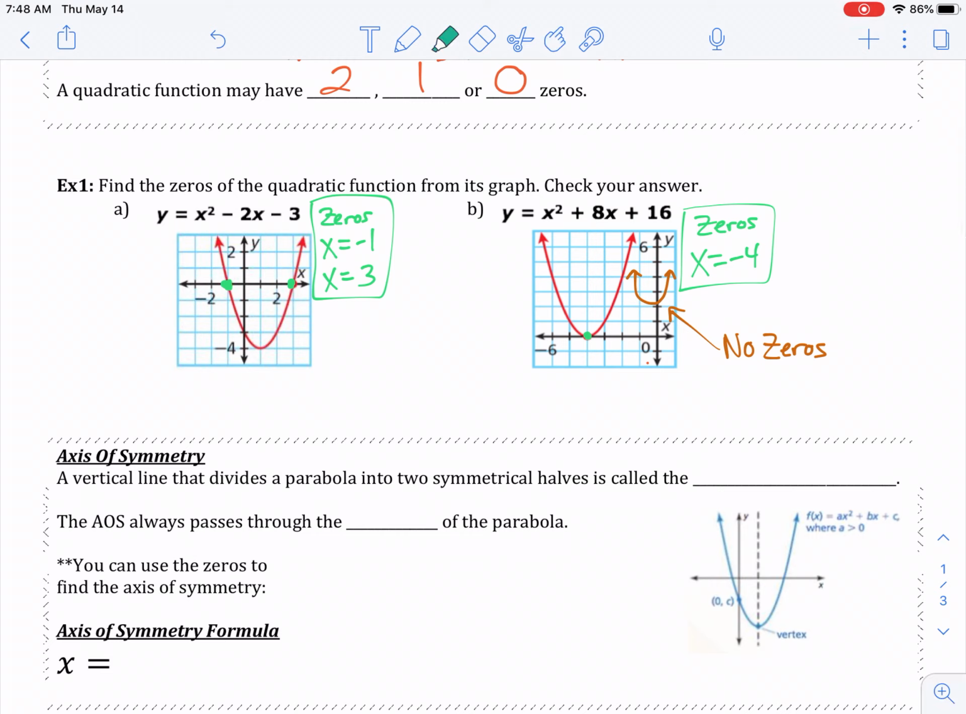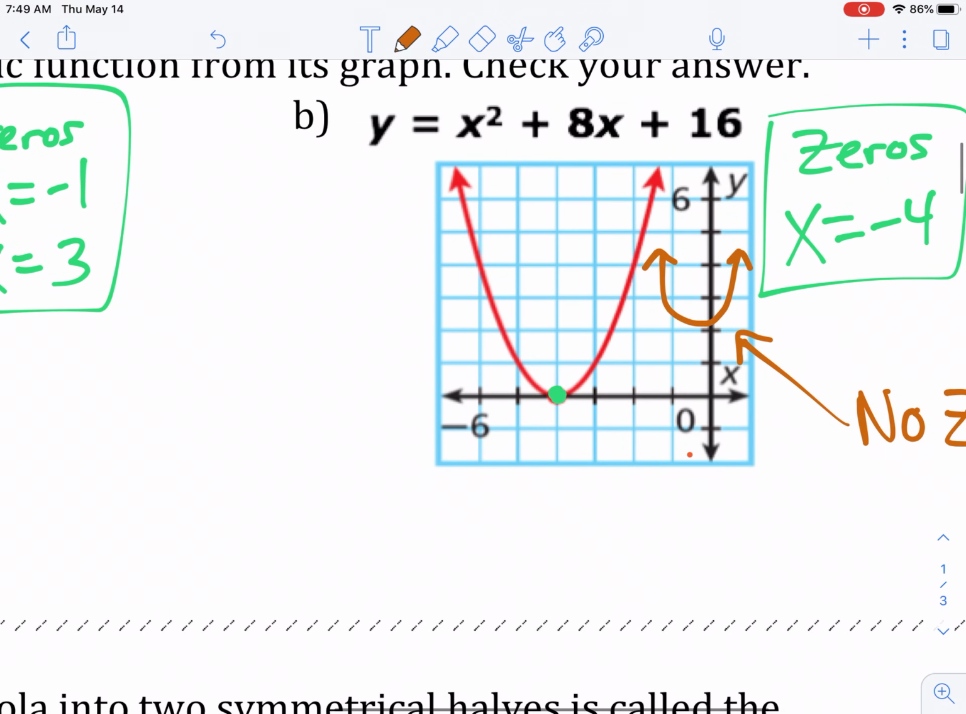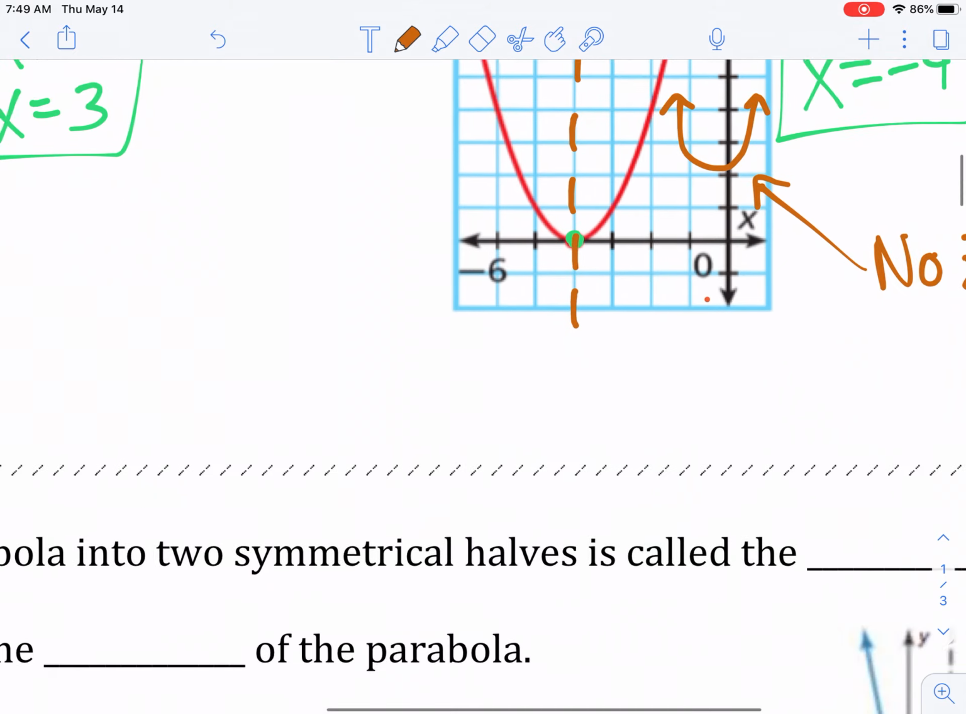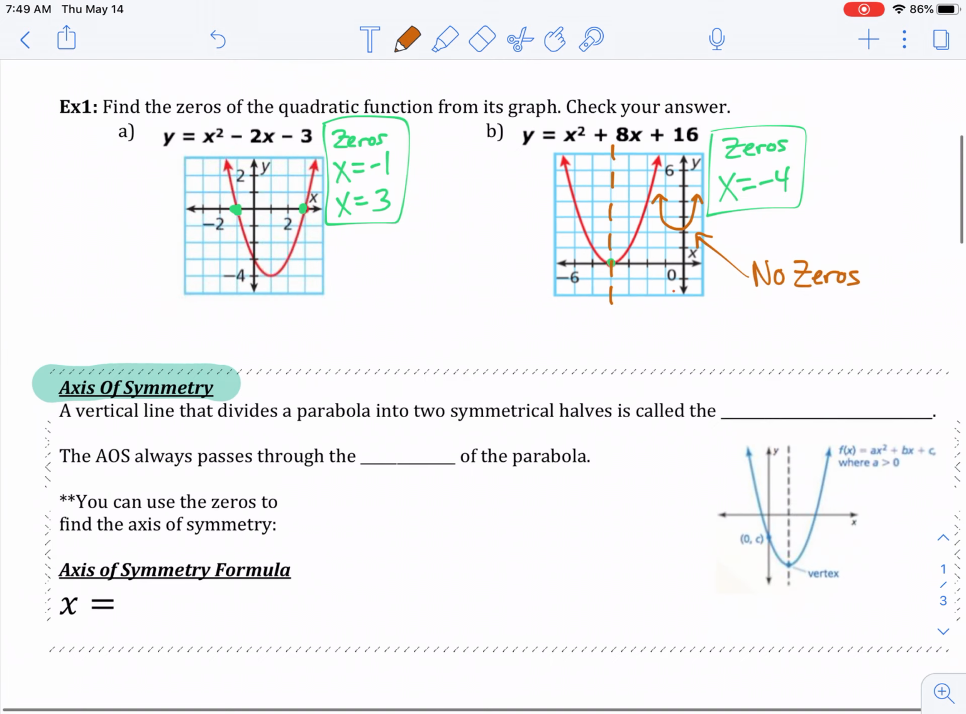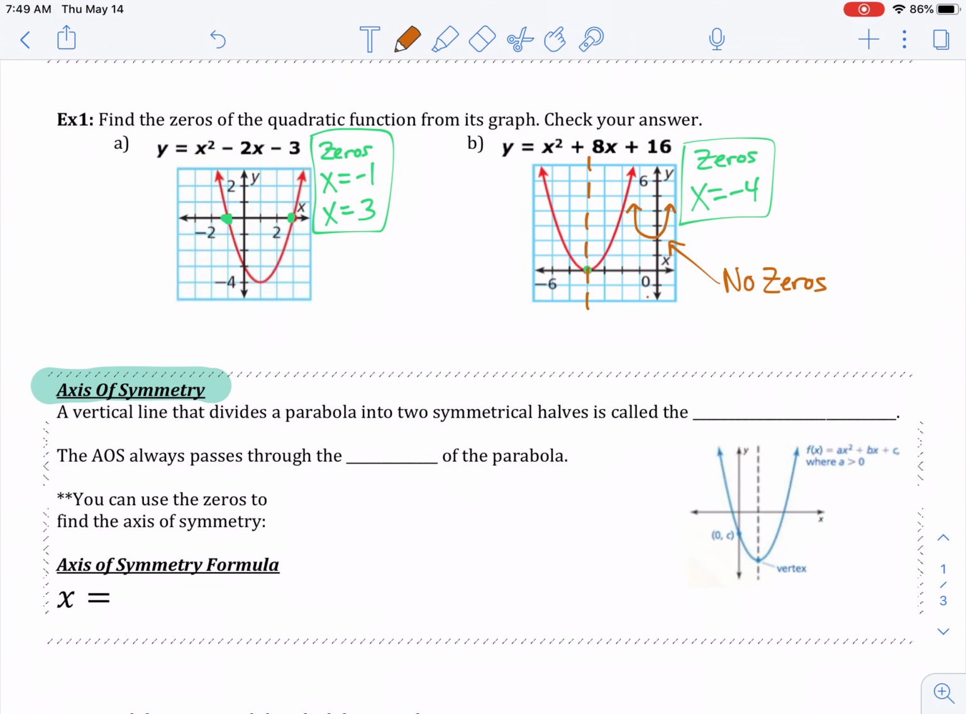This looks like a new term, axis of symmetry. Very simple. Do you see how a parabola is symmetrical? See how this parabola right here is symmetric? There's a line that goes through the center of it that splits it in half. That is the axis of symmetry, right here. Usually we draw it dotted or dashed. So the vertical line that divides the parabola into two symmetrical halves is called the axis of symmetry.